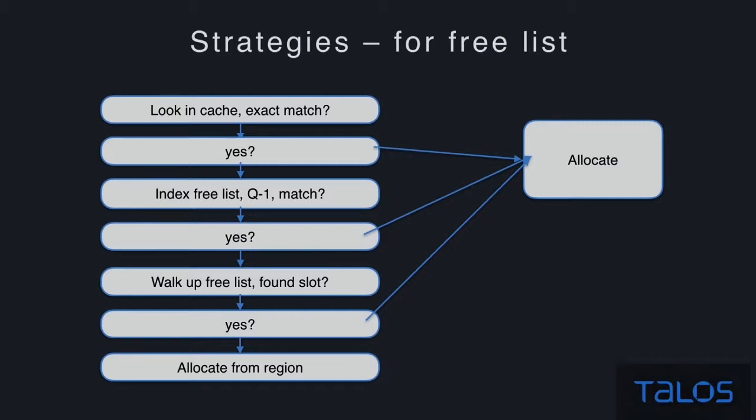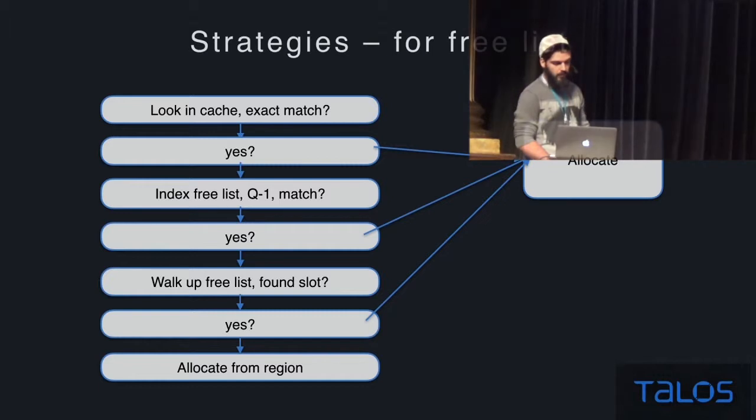So how does this work? First, we're going to try to look in the cache. If it's an exact match, then we take it from the cache. Okay, great. Otherwise, you're going to look in the free list. Does the free list have an exact match? It does, great. It doesn't? Okay, then we walk up the free list and try to find one.